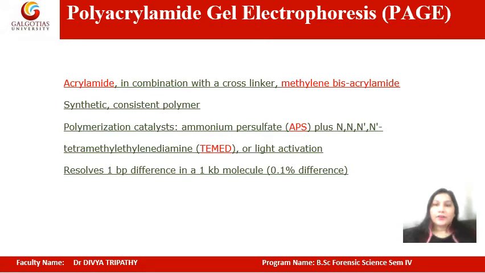Now another type of gel electrophoresis is PAGE, and the full form of PAGE is polyacrylamide gel electrophoresis. You know, acrylamide is used in combination with a cross-linker, methylene bis-acrylamide. This is a synthetic polymer, and it is used with a polymerization catalyst, ammonium persulfate, plus N,N,N',N'-tetramethylethylenediamine, in short known as TEMED, or light activation.